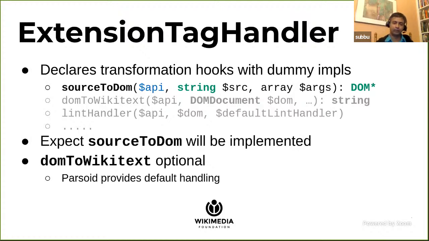Otherwise, I mean, why are you even writing this extension, right? I mean, you'd probably implement this. And DOM to wikitext is optional. And if you don't implement this, Parsoid takes care of handling this automatically for you and converts the HTML back to wikitext on your behalf.